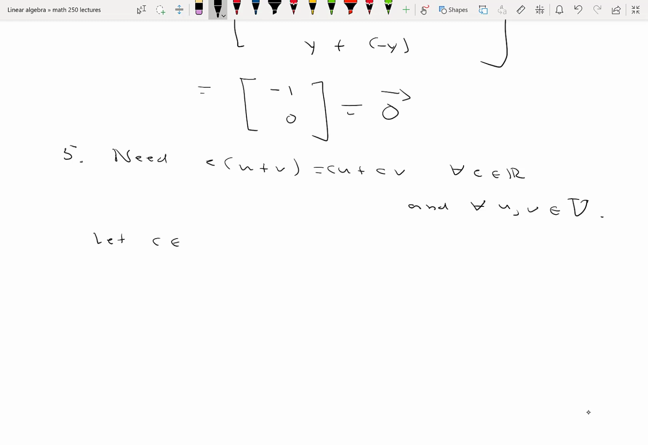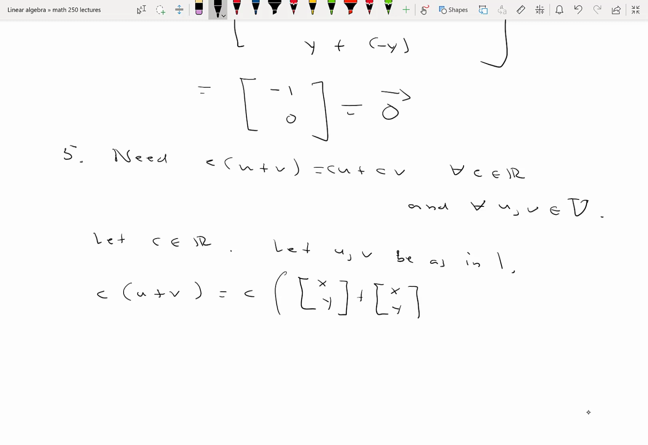Let C be a real number. And let U and V be as in number 1: (x1, y1) and (x2, y2). So let's take a look at what C times (U plus V) equals. It's C times U plus V. I'll put the subscripts on. C times (x1 plus x2 plus 1). That's how we add two column vectors in this particular space. And then y1 plus y2.